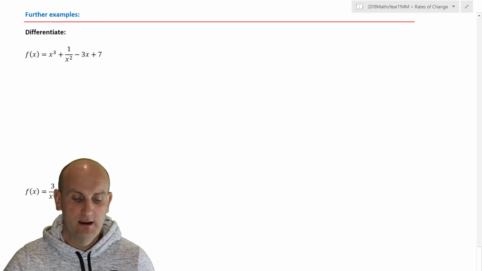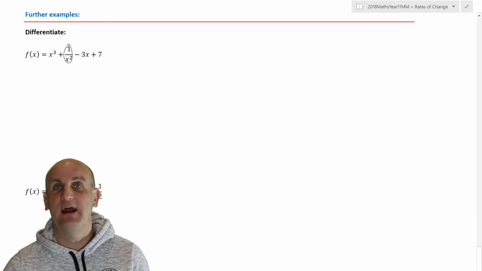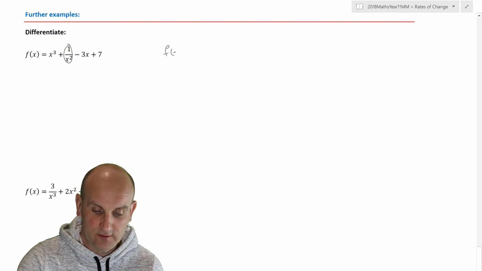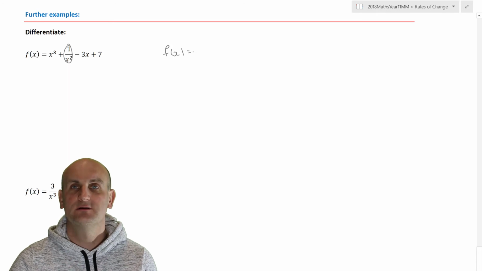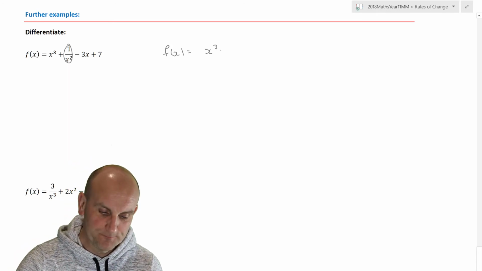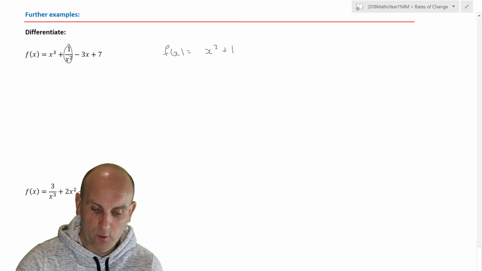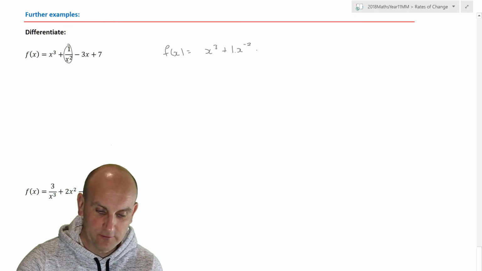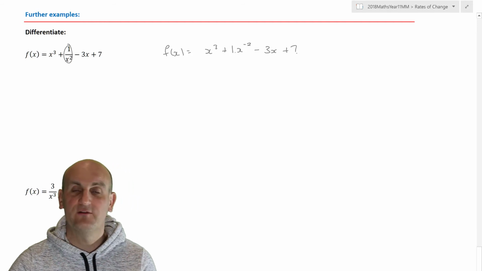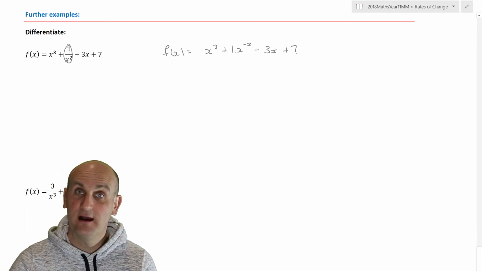Here is my function. Now, first things first, I notice I have a fraction. I have an x on the bottom. So the first thing I'm going to do is I'm going to say, right, let's turn all of those so that I have negative indices. X cubed stays as it was. 1 over x squared becomes 1 times x to the power of minus 2, minus 3x I don't need to do anything with, and plus 7. Having got that information, can I now differentiate it?